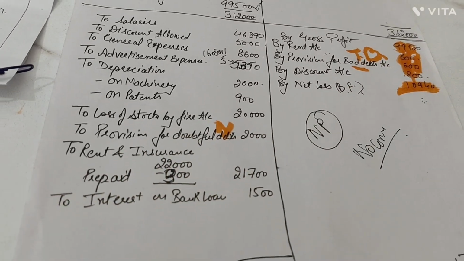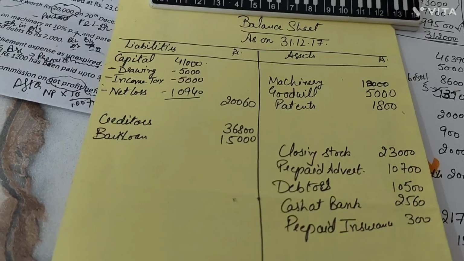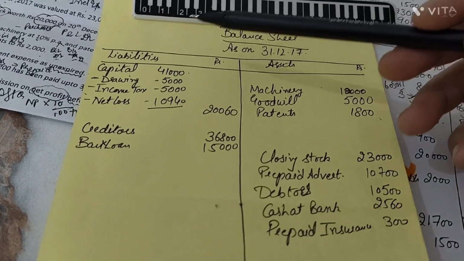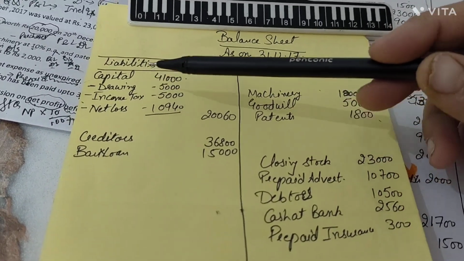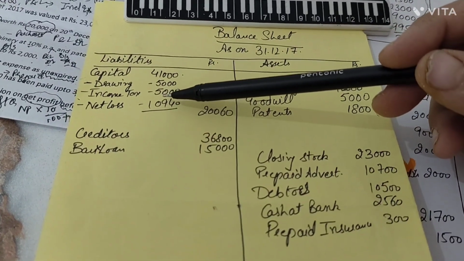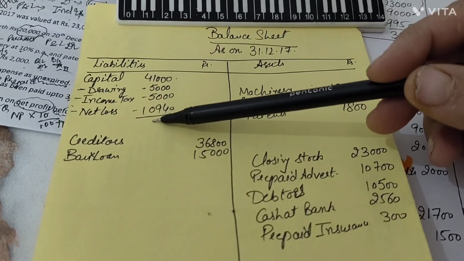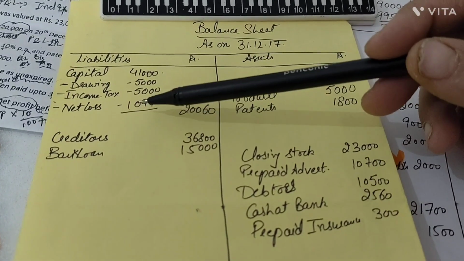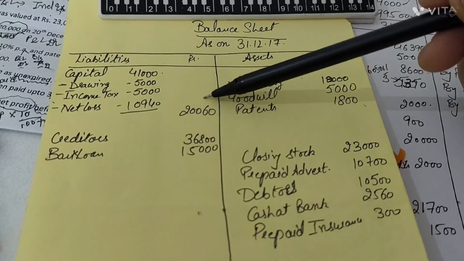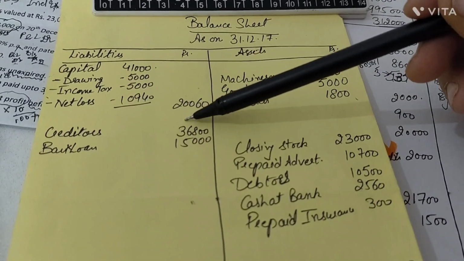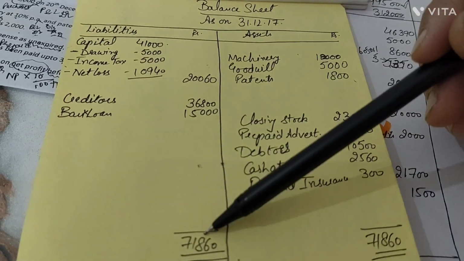Let's see about that. Yes, guys, about your balance sheet, on the liability side, we have capital, less drawings, less income tax, which is also drawings, less net loss. If it would have been the net profit, we would have added it. It is a net loss, so we deducted it and portrayed it here. Then creditors, then bank loan, we made a total here, right?